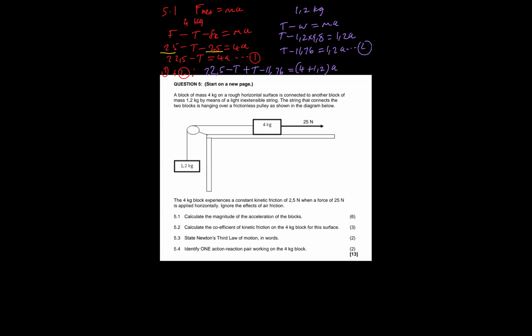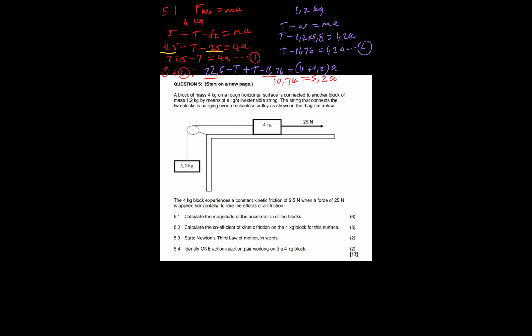22.5, ne? Yeah, I said 22.5 minus 11.76. What will be the answer? 4 plus 1.2. That one is 5.2, ne? 5.2. And 22.5 minus 11.76. These two. 22.5 minus 11.76 is 10.74.